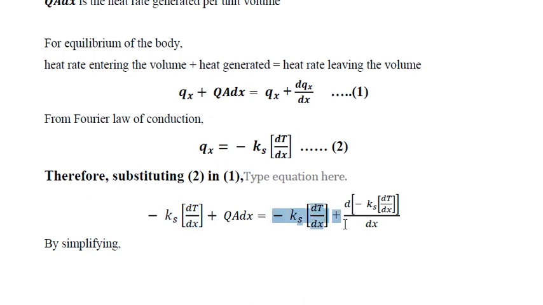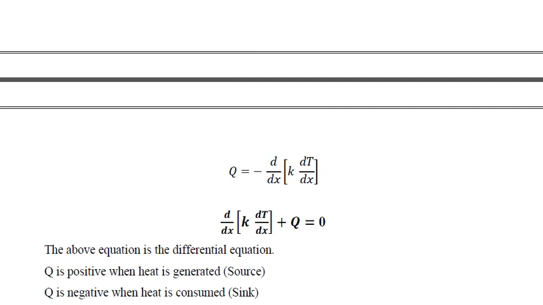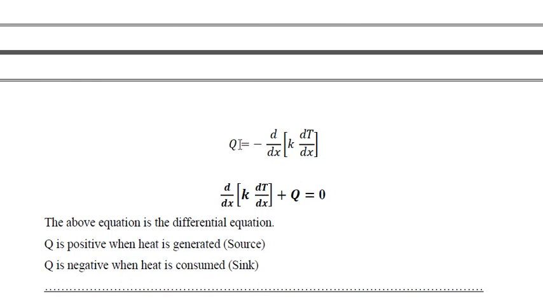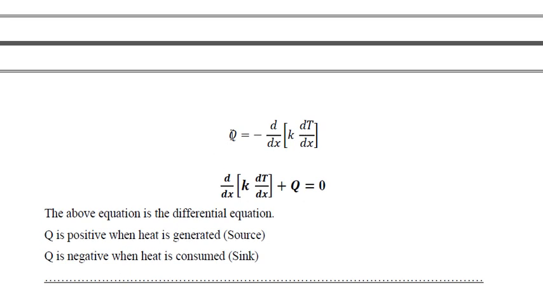Here also the same, and here also the same. Then by simplifying, we can write the expression for Q as like this. Q is equal to minus d by dx into K dT by dx, or d by dx of K into dT by dx plus Q is equal to 0, is the governing differential equation for one-dimensional heat conduction.